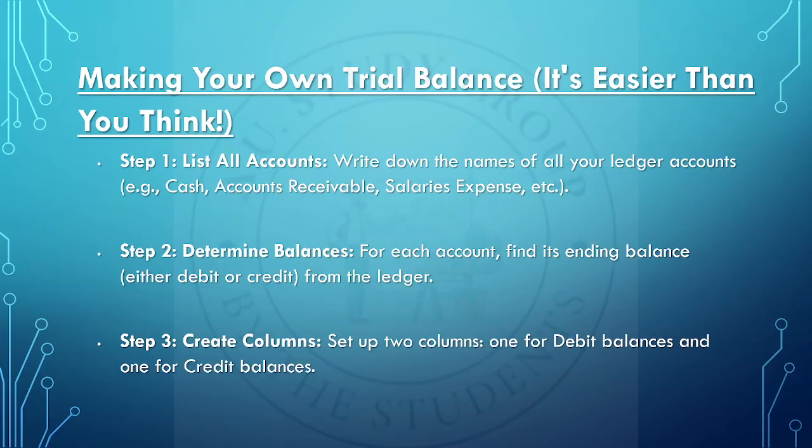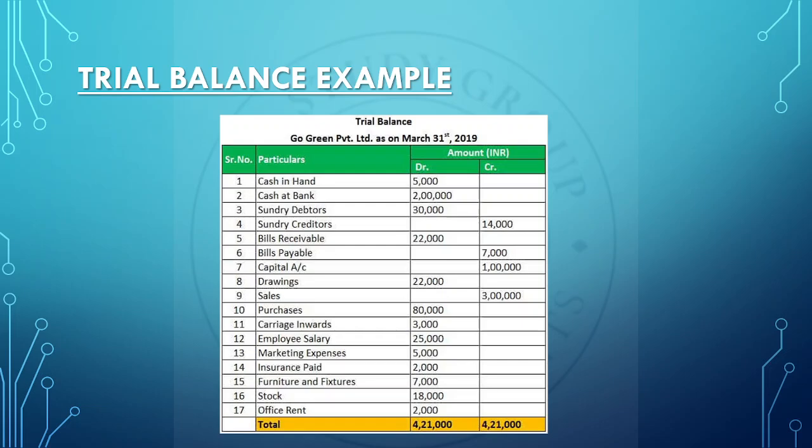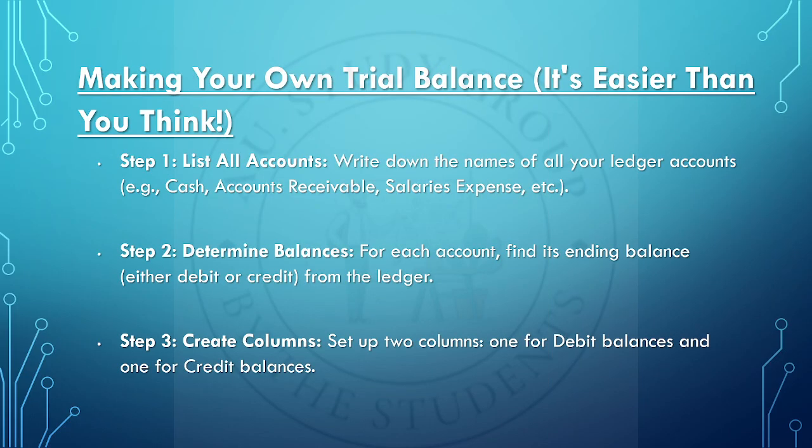The first step, you list all your accounts. This means you write down the names of every single ledger account you use in your business. Like this: cash in hand, cash at bank, sundry debtors, bills receivable, drawings, sales, purchases. You write all these accounts in one place. So the first step is to list all your accounts.